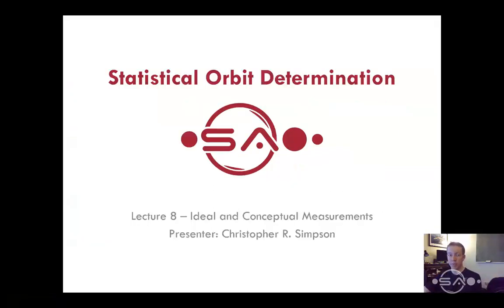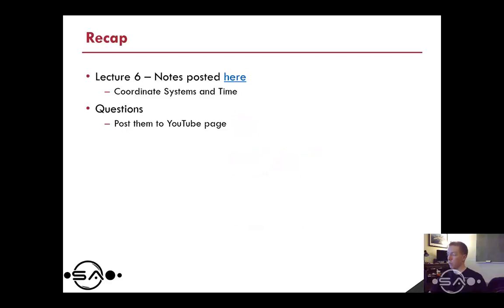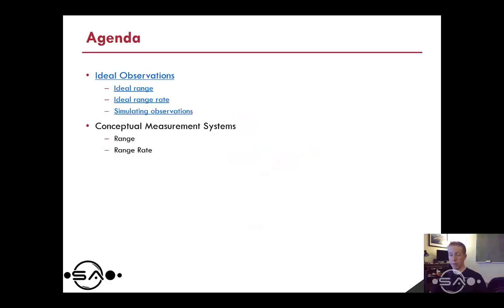So last time, if you remember, we covered ideal and conceptual measurements again. We went through range and ideal range and ideal range rate, and we talked about azimuth and elevation. Today we're going to include simulating observations, and I'm going to show you a little bit of what ends up occurring for simulating observations.